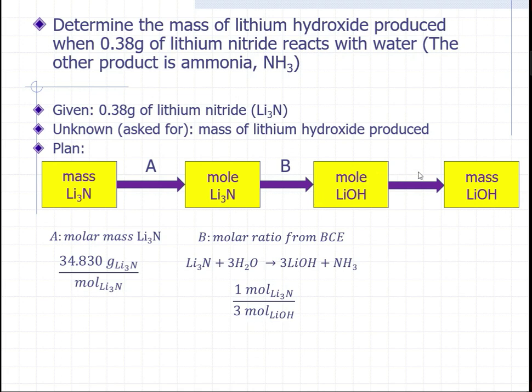And then finally, what do I need for step C? In step C, I'm going from moles to mass, between moles and mass. I need a molar mass, this time for the lithium hydroxide. The lithium hydroxide's molar mass is that value. So now I have my three quote-unquote roads that allow me to go from mass to mole, then mole to mole, then mole to mass. I have the three conversion factors that are needed.